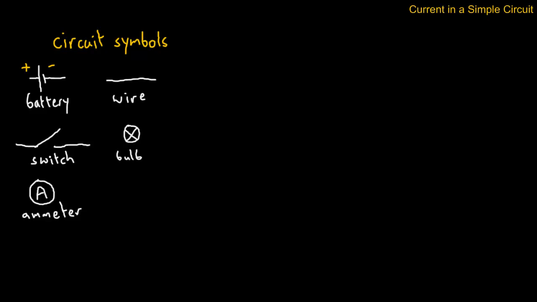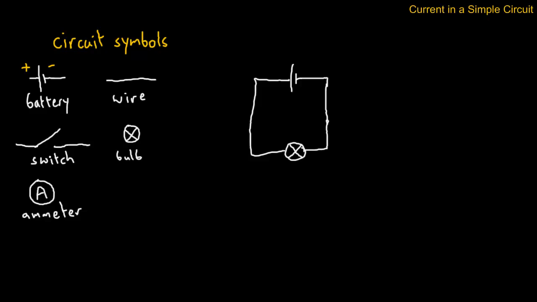And if we now draw a circuit using these symbols, we have a battery, we have the connecting wire with the switch through to a bulb and back to the battery. And of course let's close this switch. We would now have a flow of electrons.